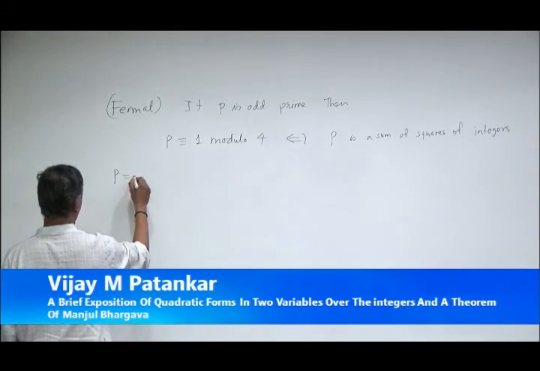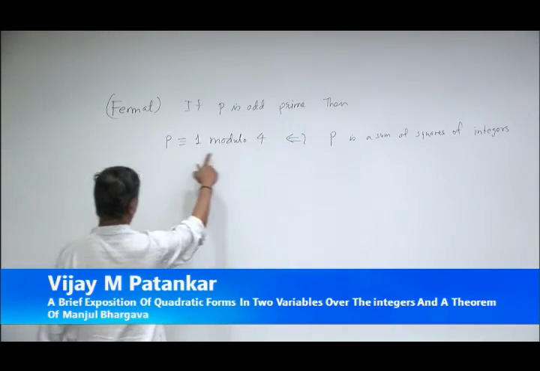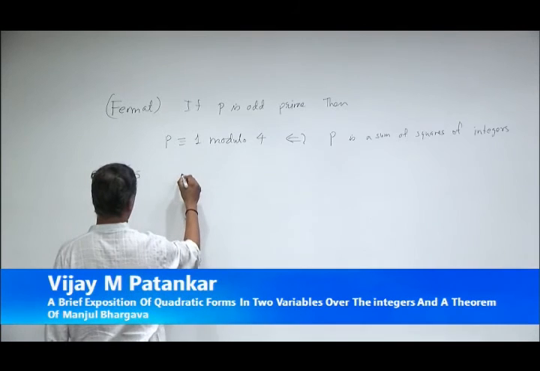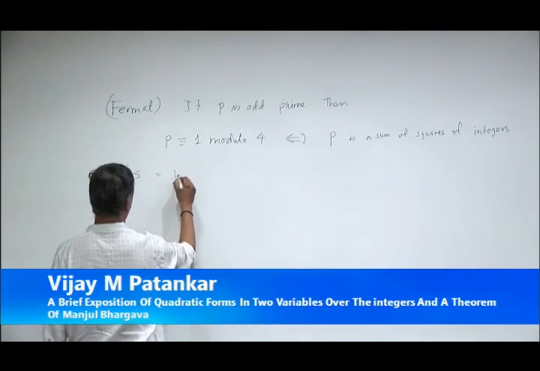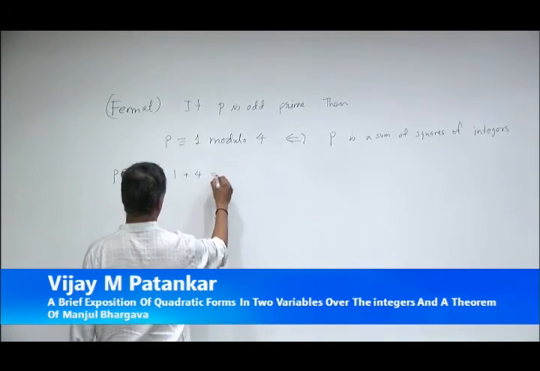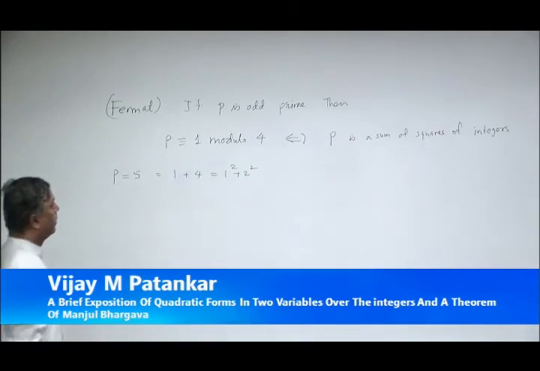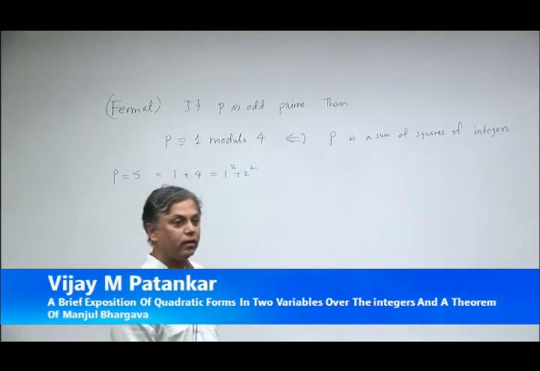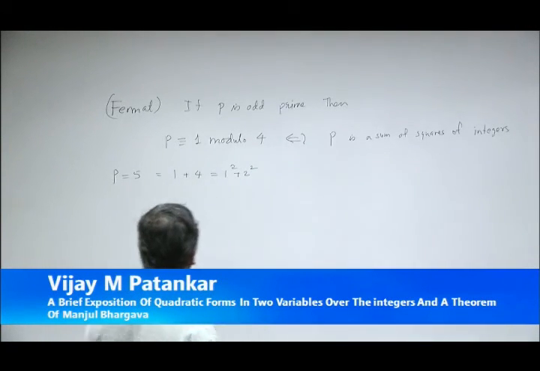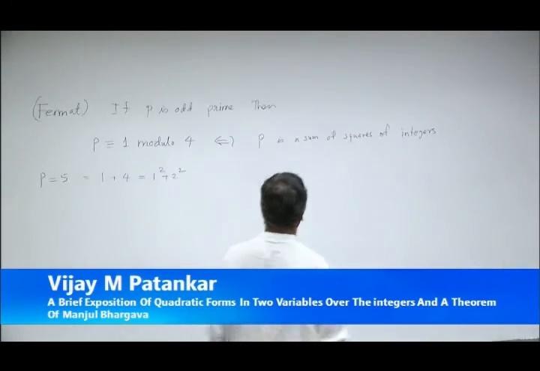Let's take P equal to 5, the first odd prime that is congruent to 1 mod 4, and then one can write P as 1 plus 4, and that's 1 square plus 2 square. There you missed the word 2 while writing. You said it, sum of 2 squares. Oh, P is a sum of 2 squares. Thanks.